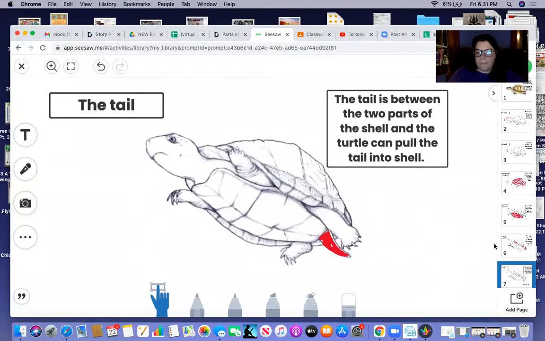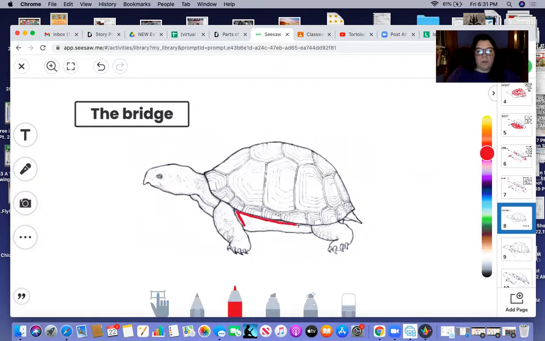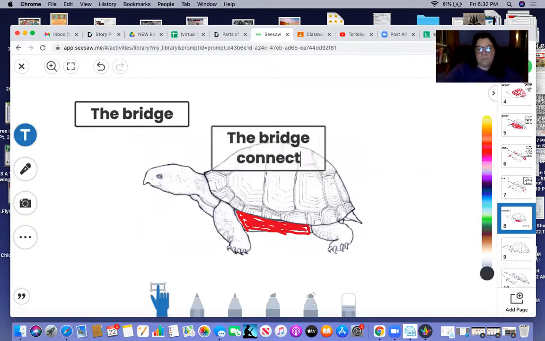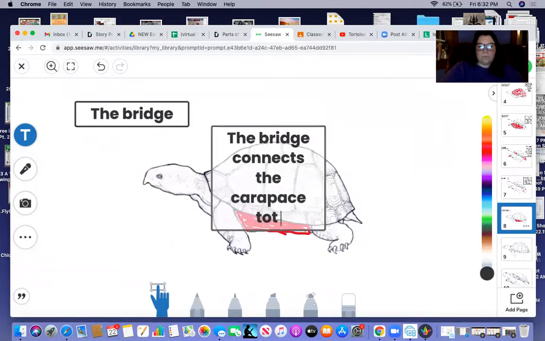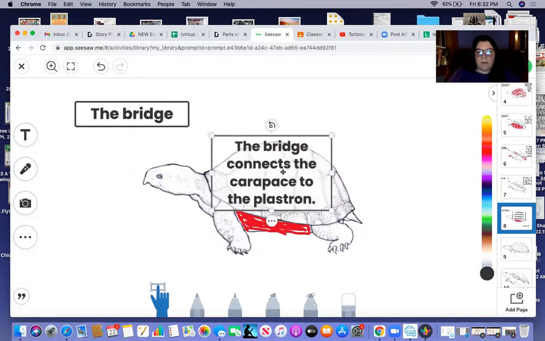The tail. And finally, the last part we're going to talk about is the bridge. So the bridge is right here between. It's like the side of the shell, and it connects the carapace to the plastron. It connects the top part of the shell to the bottom part of the shell. There you go. And that's it.